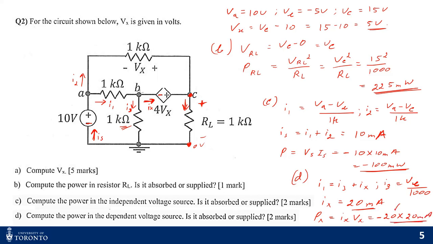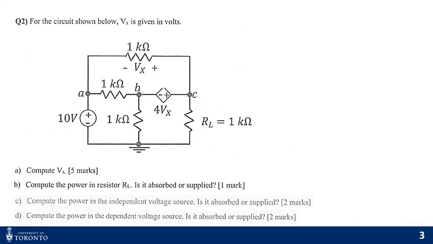How do I know the voltage is 20? Because what's my Vx? Vx is 5 volts, right? And what's the voltage source here? 4 Vx. So this is 4 times 5, this is 20 volts. So current is entering through the negative terminal of the 20 volt dependent source, and the power is basically minus 400 milliwatts. Since this power is also negative, the power is supplied by the dependent voltage source.